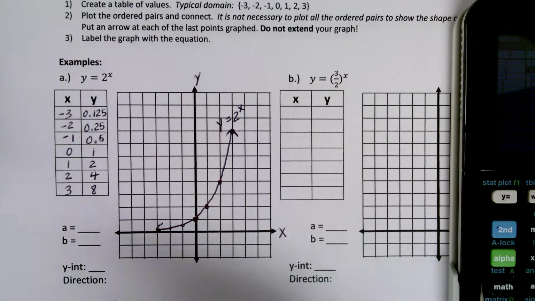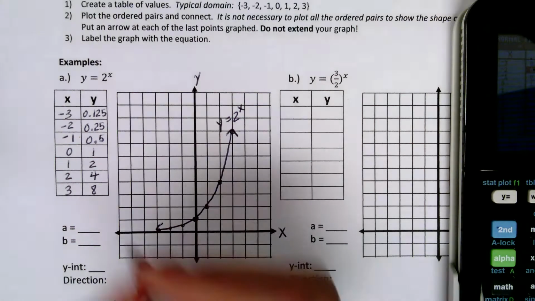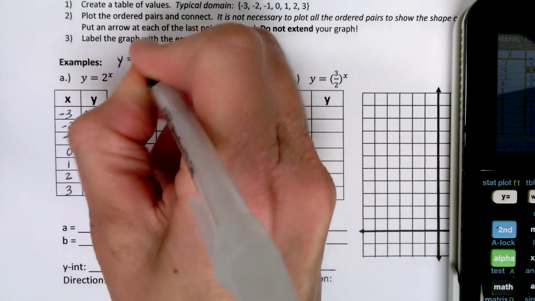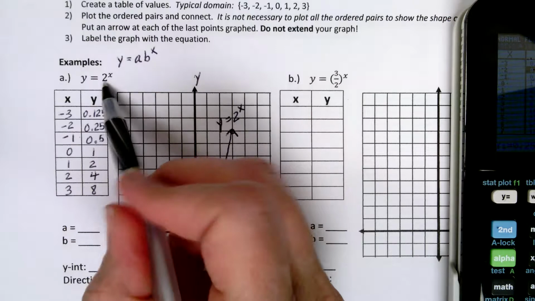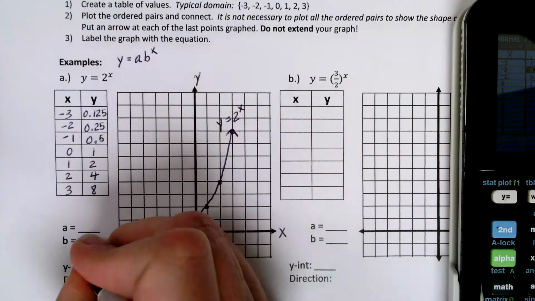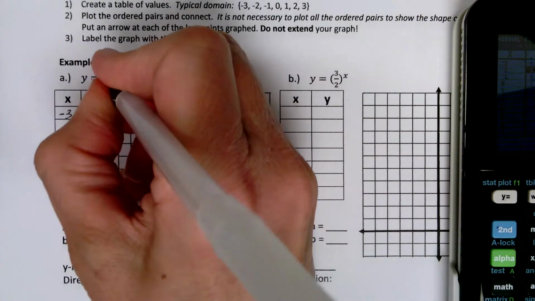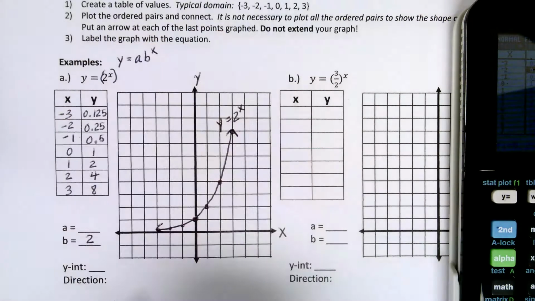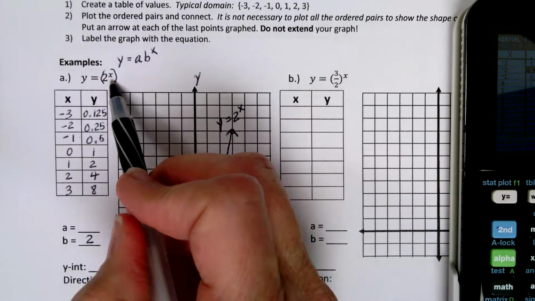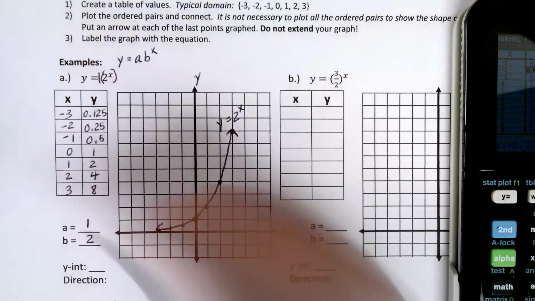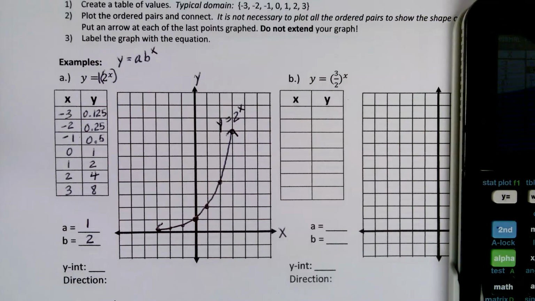Okay, when we have y equals 2 to the x, we're looking at our equation y equals a b to the x. So 2 to the x, that means our b is 2. We don't know our a value. So our a value, what number could I multiply this by that we would still have the equivalent of 2 to the x? The only number would be 1. So our a value is 1.